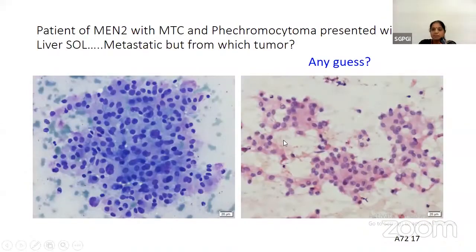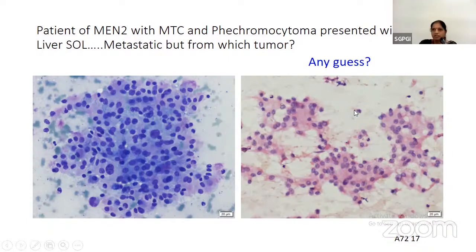But here was a case of a patient with MEN2, and he had a proven MTC, medullary thyroid carcinoma, and pheochromocytoma, presented with a liver SOL. It had a metastasis, and this is the morphology there. So any guesses from where this metastasis is from? From MTC or from pheochromocytoma? Anybody? MTC, you think because of this fine granulation, but that can also be seen in a pheo.